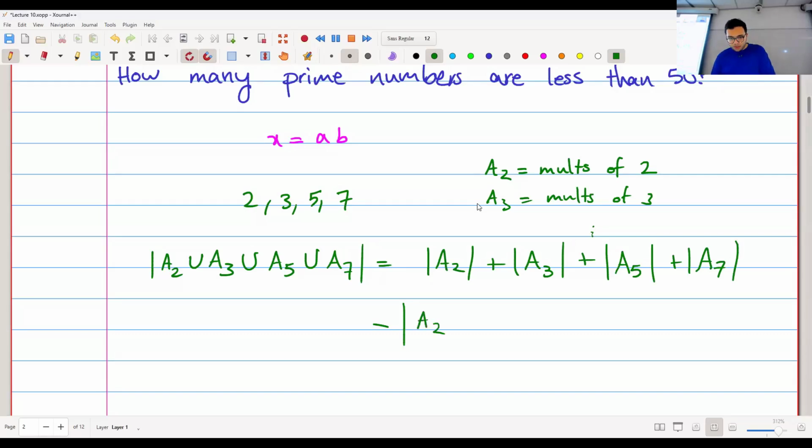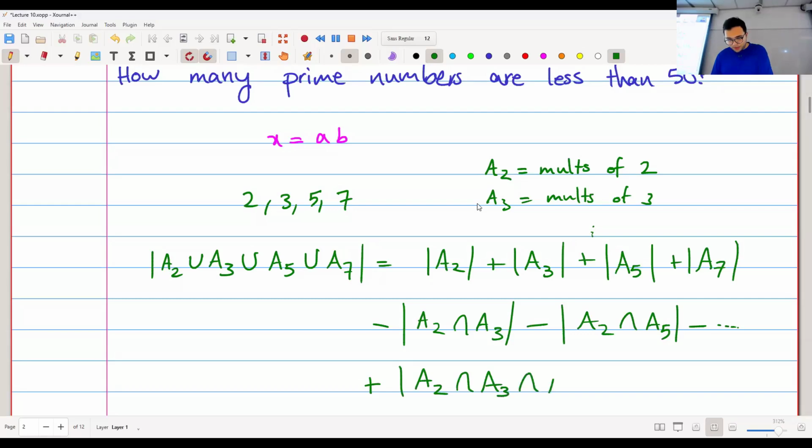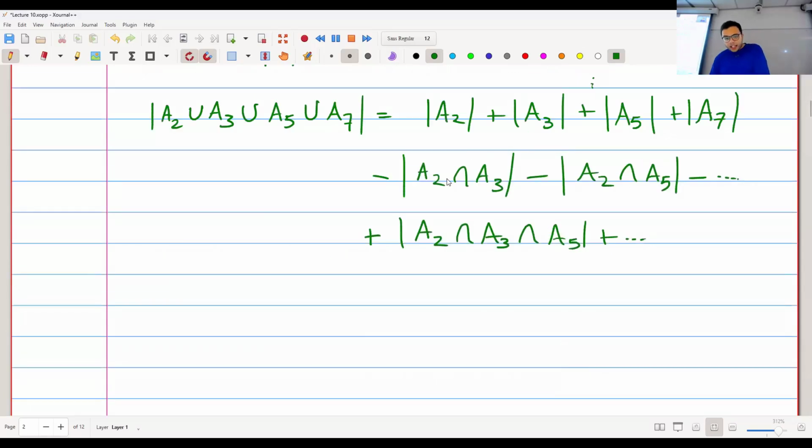So A2, A3, A2, A5. Basically, you get the idea. I'm too lazy to write all of them, right? And then I have to add all the intersections of 3 sets. So A2 intersection with A3 intersection with A5, and so on. And I also add all the other ones. And then I have to subtract the intersection of 4. A2, A3, A5, A7. Okay.